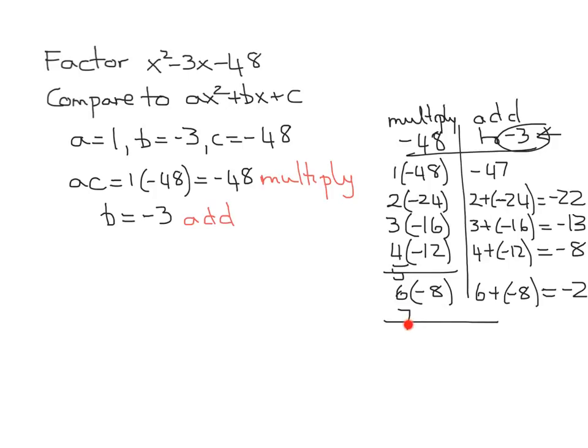So now these two numbers have met in the middle. Since 7 didn't work, I've now met my other factor, and that says that there are no other combinations I can have. Therefore, it is not possible to have two numbers that multiply to negative 48 and add to negative 3. Therefore, it means that this trinomial x squared minus 3x minus 48 is prime.